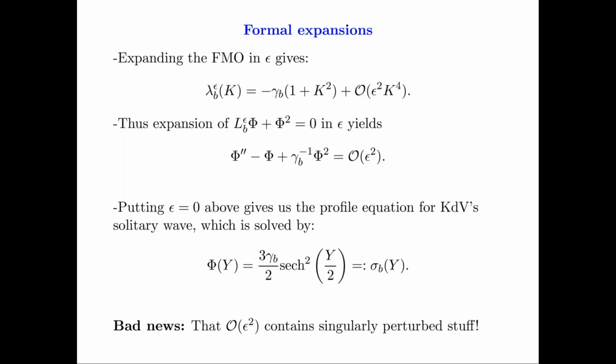The reason why this stuff is hard is that inside that order epsilon squared term that I just so cavalierly threw away is stuff that contains high derivatives. You'll note that the error term for lambda epsilon there has order epsilon squared k to the 4th, which corresponds to 4 derivatives. So if you have a small parameter multiplying a high derivative and then you throw it away, that's sometimes not a great idea. And that's where singular perturbation theory comes in.